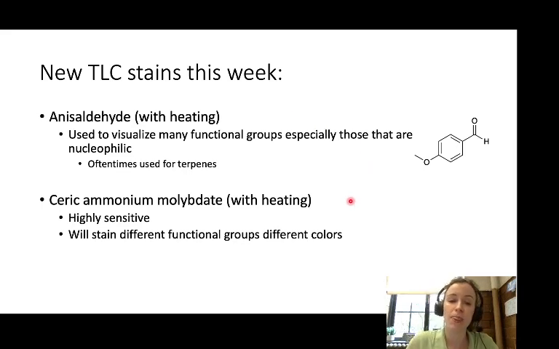Now next, we're going to make a secondary stain for some of these plates. We're going to run a couple different TLC plates, so make sure to read your protocol carefully. We're going to run a ceric ammonium molybdate stain, again with heating. This stain reacts with all sorts of molecules and all sorts of functional groups, and generally, depending on the functional group it's reacting with, it'll turn a slightly different color. So that's kind of cool, and hopefully we'll be able to talk a little bit about that as well.